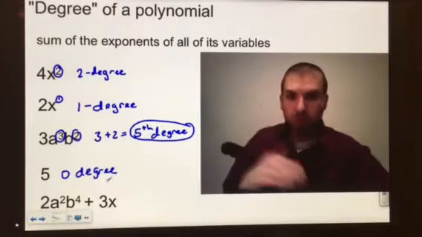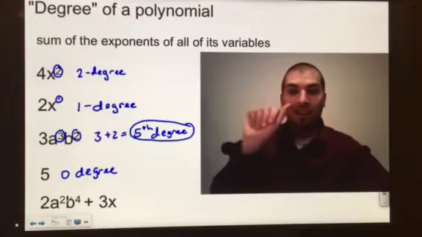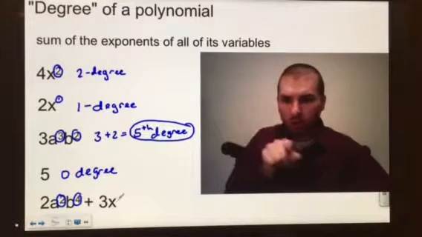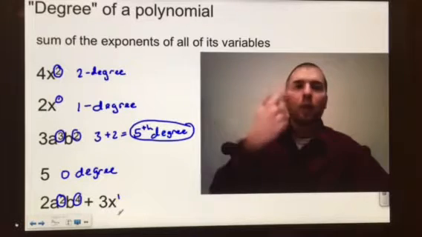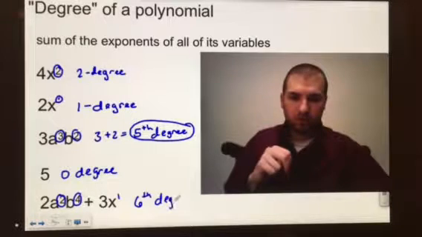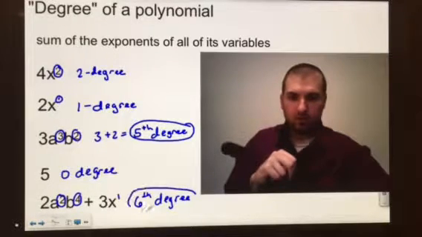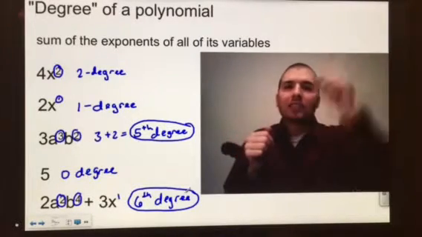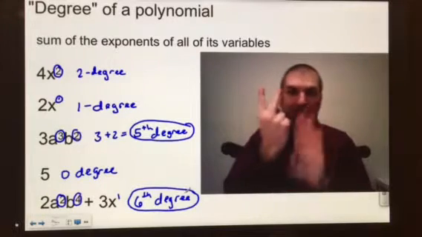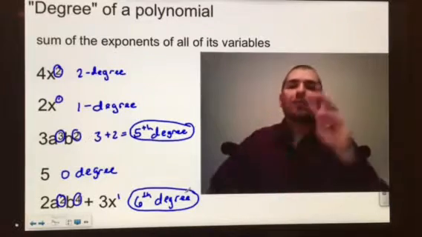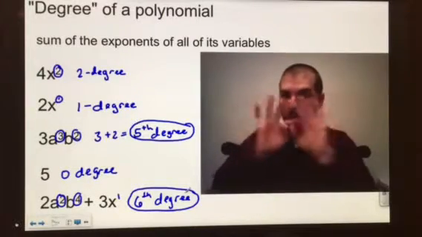If it's just a regular number, it's to the 0 degree. And finally, with this one, you see that there is a to the second and b to the 4th, and then x to the 1st. And since they are 2 separate polynomials, you take the first one, which would be 2 added to 4, and make that the 6th degree. And since those are 2 separate variables, you take the highest degree, and that's what the whole equation would be called, so the 6th degree.